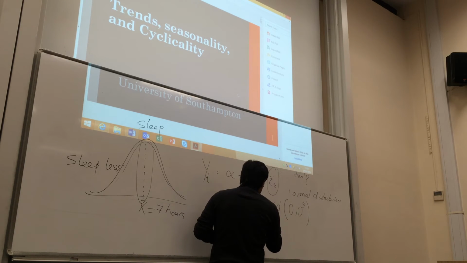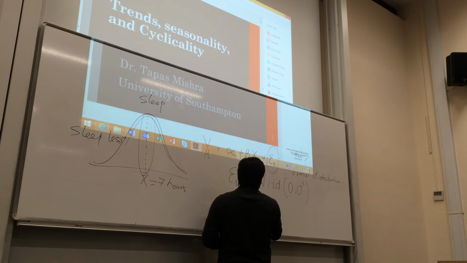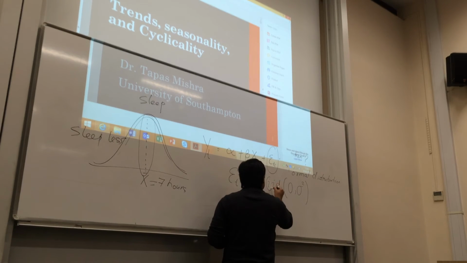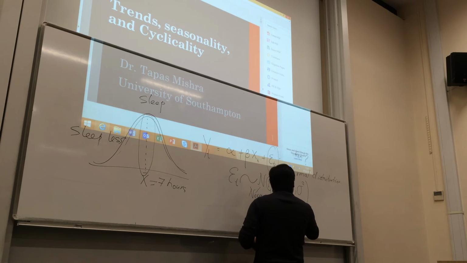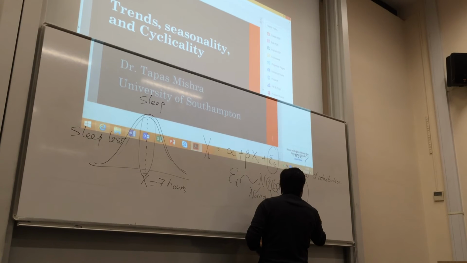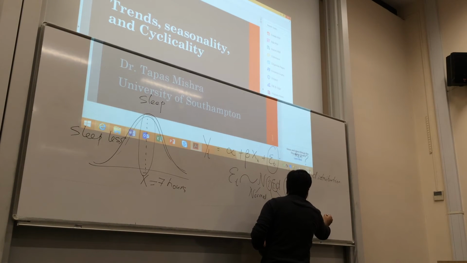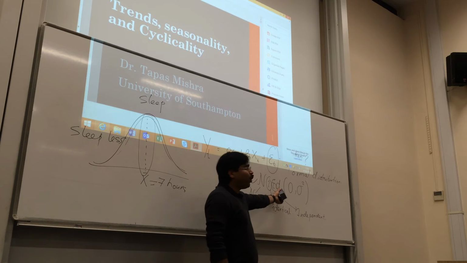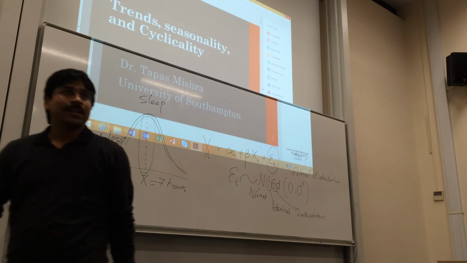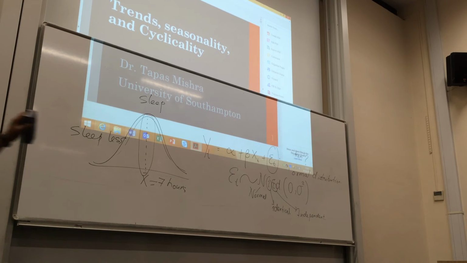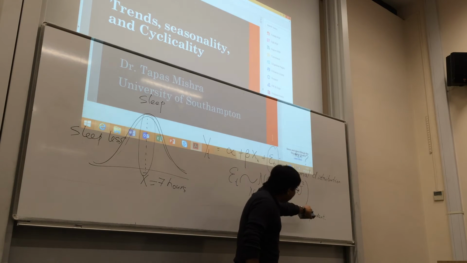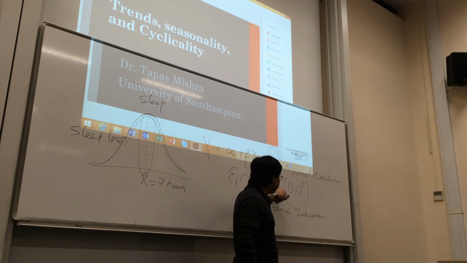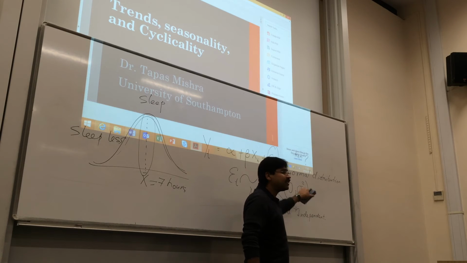N is for normal. This I is called identical. This I is for independent. And D is for distribution. So we have an error term which is normally, identically and independently distributed with mean 0 and variance sigma squared.